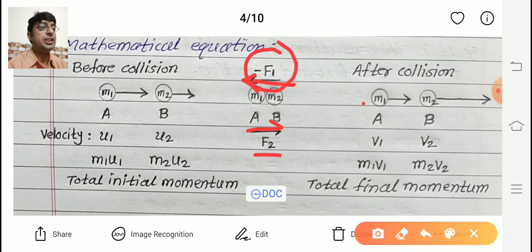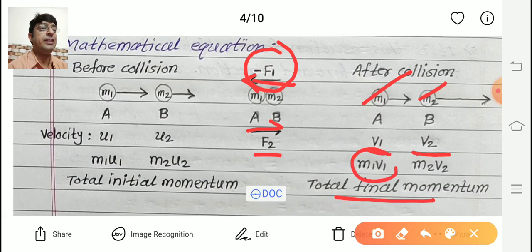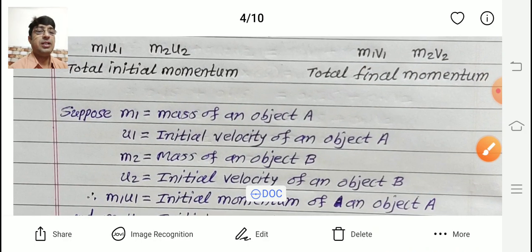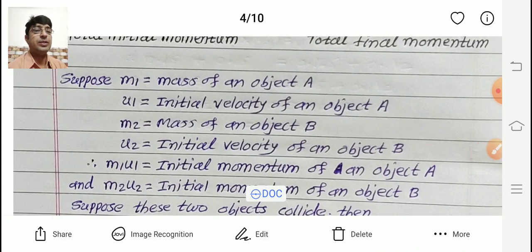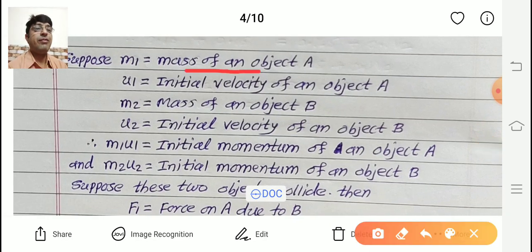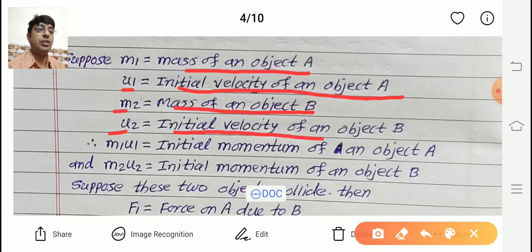After collision, what happened? There is no change in the masses but a change in their velocities. So the final velocity of A is v1, the final velocity of object B is v2. The final momentum of object A is m1 v1 and the final momentum of object B is m2 v2. Now see here, we write the answer like this. Suppose m1 means what? Mass of object A, u1 means initial velocity of object A, m2 means mass of object B, u2 means initial velocity of object B. Therefore, m1 u1 means initial momentum of object A and m2 u2 means initial momentum of object B.